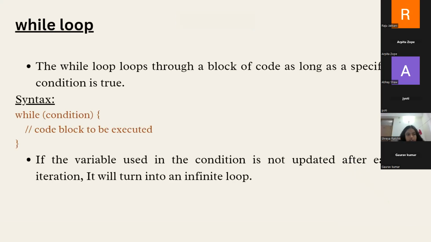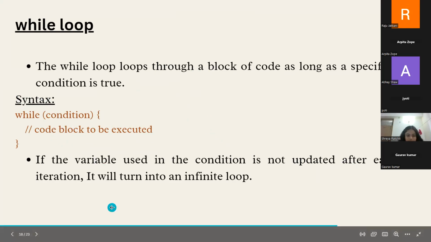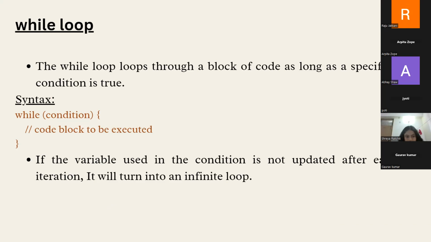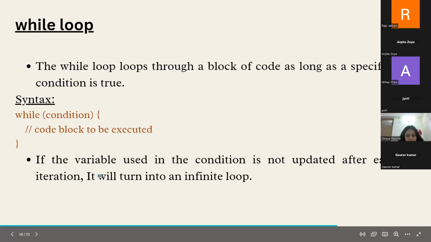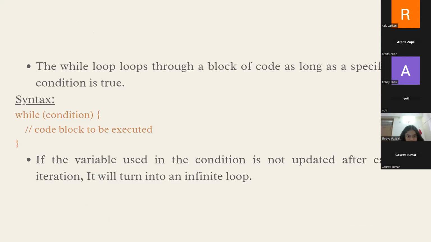So let's continue. The next loop we will discuss is the while loop. The while loop loops through a block of code as long as a specified condition is true. So this condition will be checked, and as long as this condition is true, this code block will be executed. It is much like the for loop, but the difference is that statement 1 and statement 3 we need to explicitly mention here. We need to initialize the variables beforehand before using the while loop, and we need to increment it in the code block itself as it is not done in the header part. If the variable used in the condition is not updated, then it will turn into an infinite loop, and that may crash the operating system.